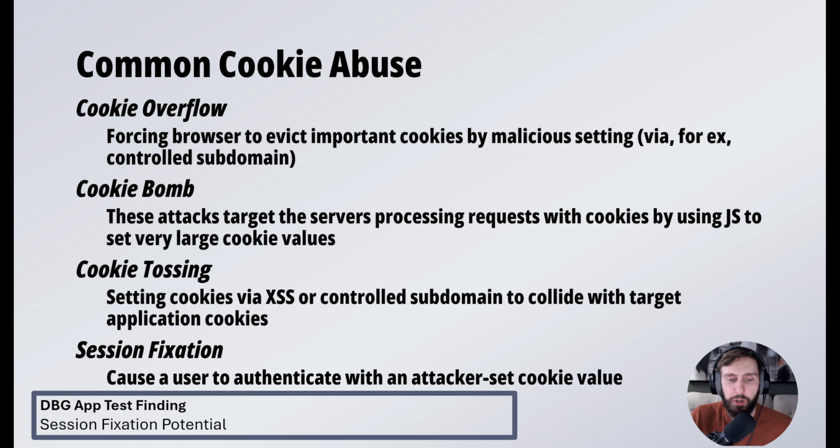Common cookie abuse. So let's talk about some traditional attacks that have at least been given names that abuse roughly how cookies work. One is a cookie overflow, which is where you force browsers to evict important cookies by setting malicious cookies. So if you control a subdomain and you set a lot of cookies against a browser, you might cause it to purge other cookies because of its limited storage.